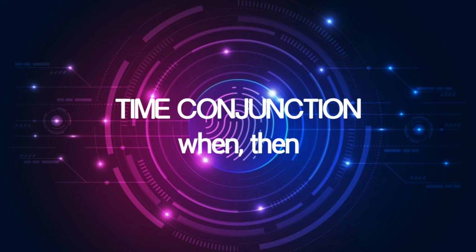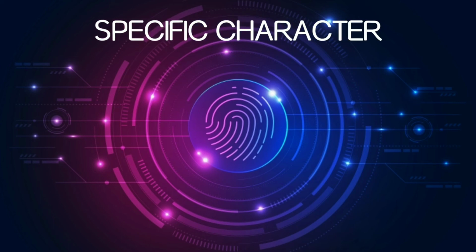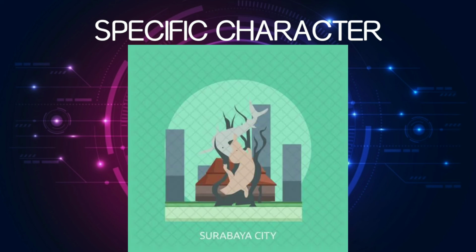And the fourth language feature that we can find in the narrative text is specific character. We know that the story of the Legend of Surabaya consists of two characters that are mainly played in the story. They are Sura and Baya. Sura is a shark and Baya was a crocodile.